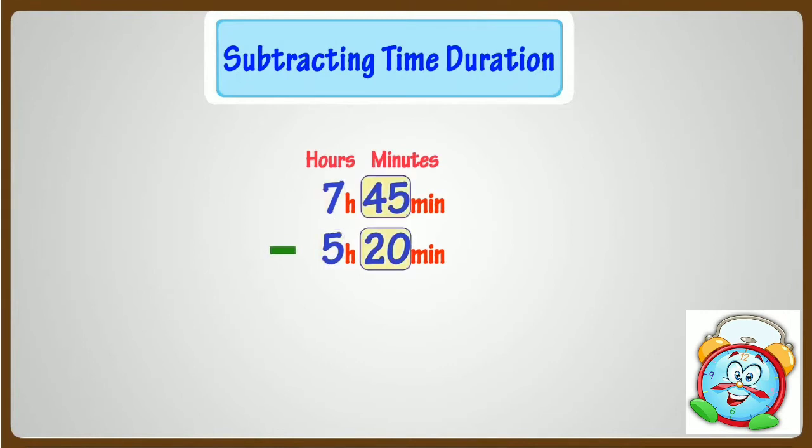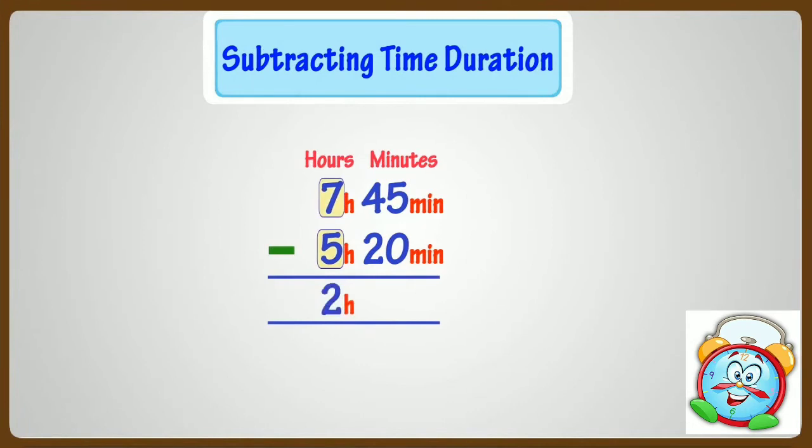Subtracting hours, that is, subtracting 5 hours from 7, we are left with 2 hours. Now subtract minutes from minutes. Subtracting 20 from 45 minutes, we are left with 25 minutes. So our answer is 2 hours 25 minutes.